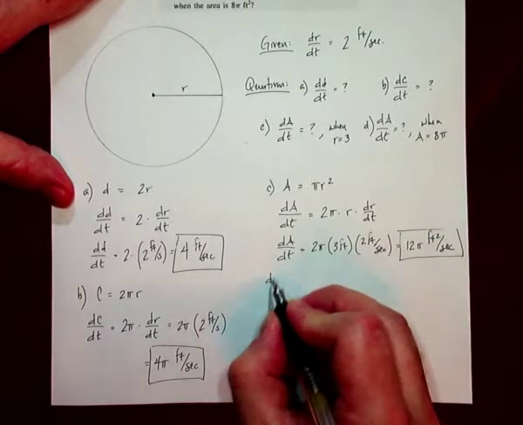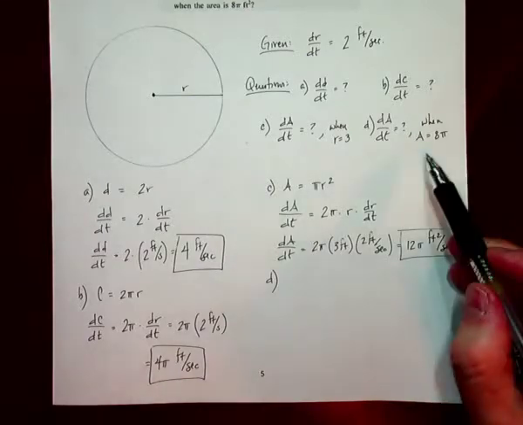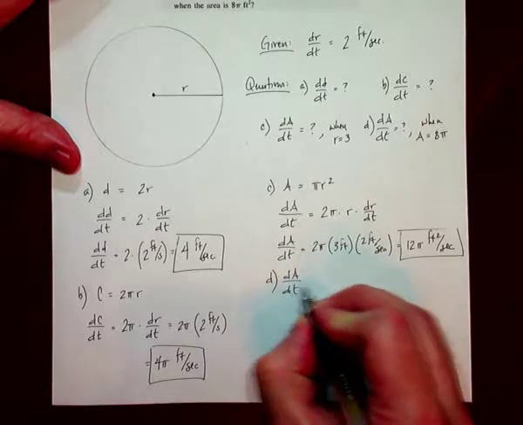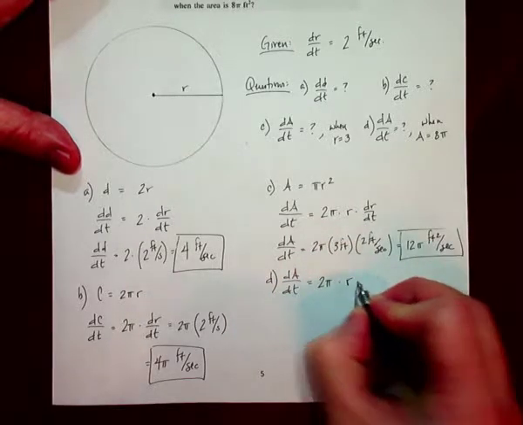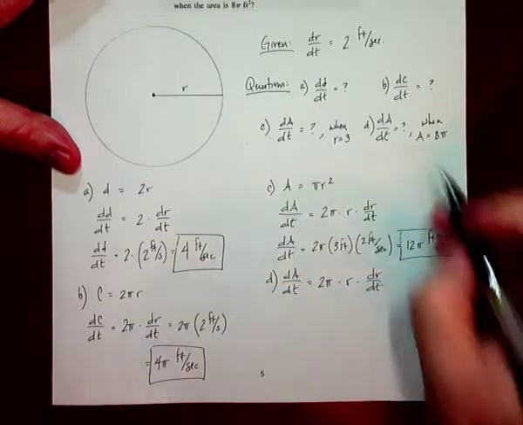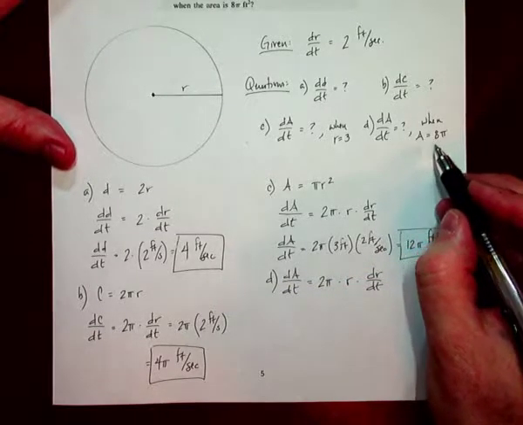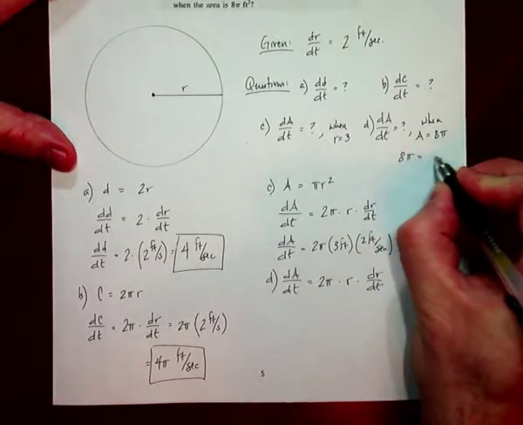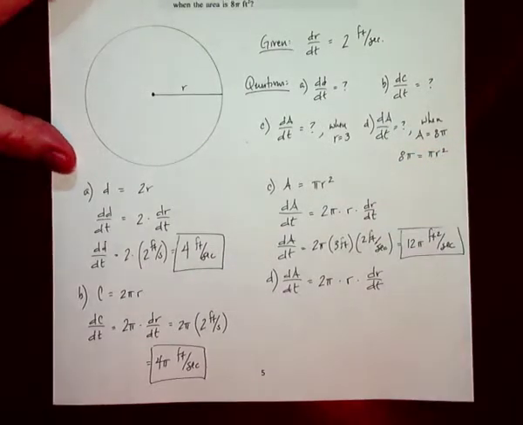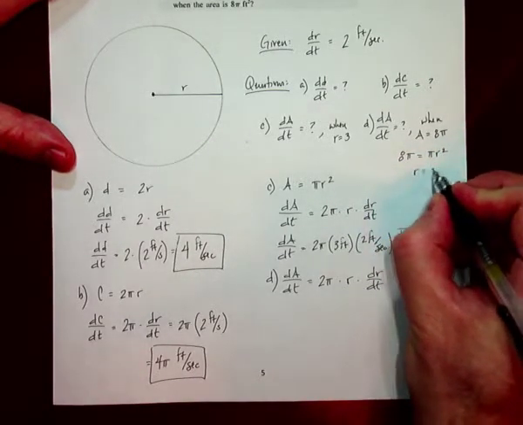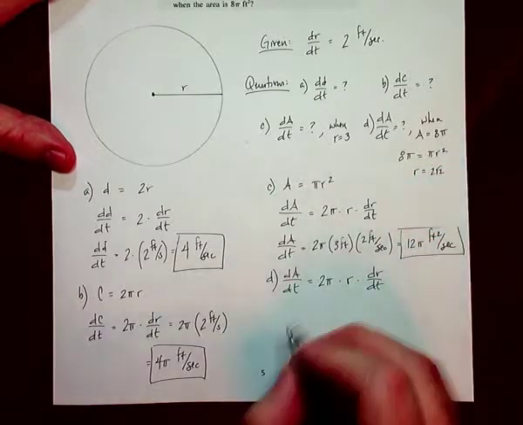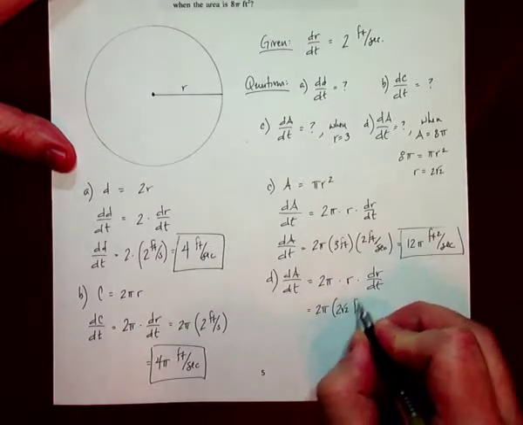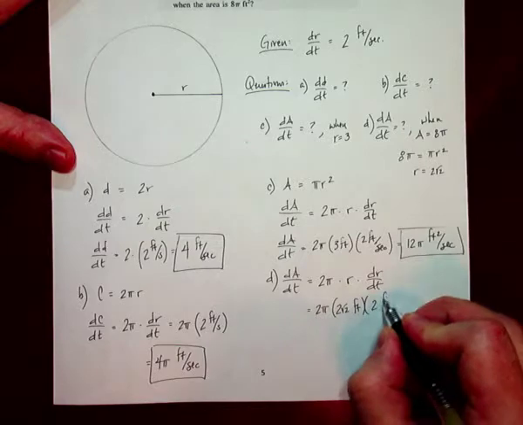Now this next piece winds up being a little difficult because I don't have a place to plug in. I'm going to be using this same dA/dt, because it's still about area: 2 pi times r times dr/dt. But this A, this area value, implies a particular r value. Because 8 pi is equal to pi r squared, r squared is equal to 8, and r is equal to 2 root 2. And so this one simply becomes 2 pi times 2 root 2 feet times 2 feet per second.